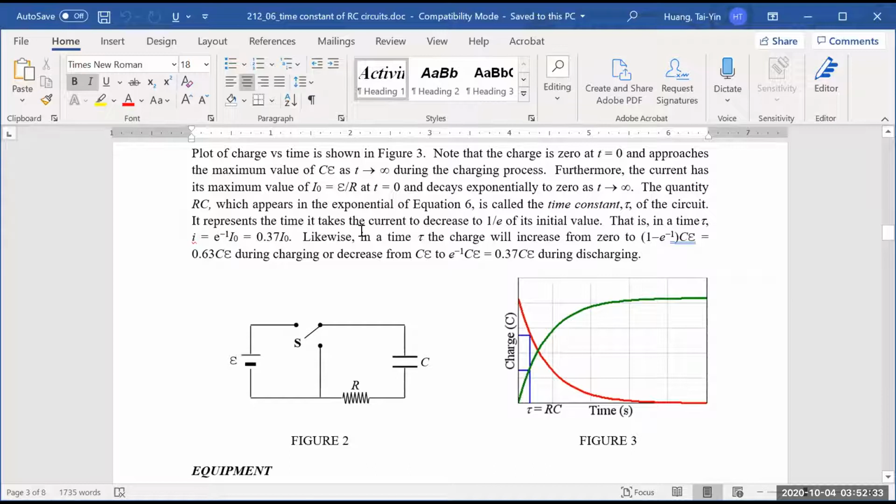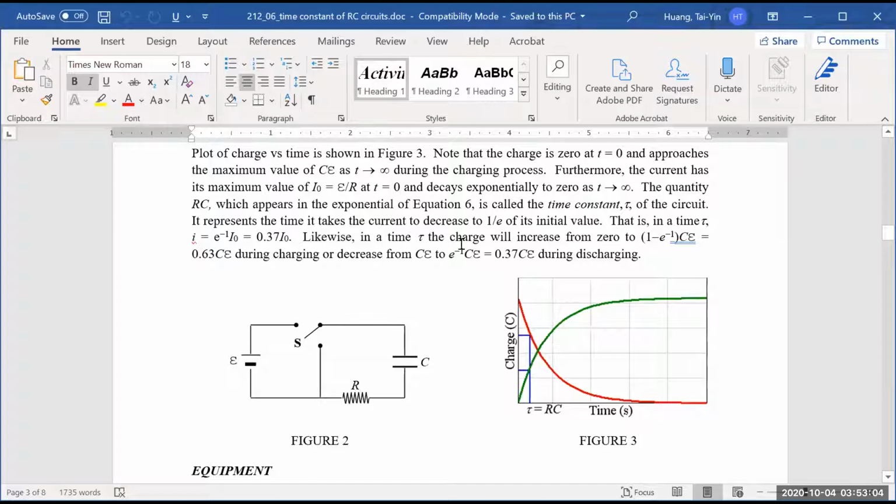So it represents the time it takes the current to decrease to 1/e of its initial value. In other words, it's just charging or discharging: what is the quantity in relation to its maximum value? In one time constant, the current becomes 1/e of its value, which means that after one time constant, the current will become 33% of its maximum value.